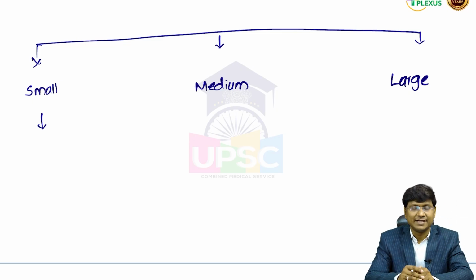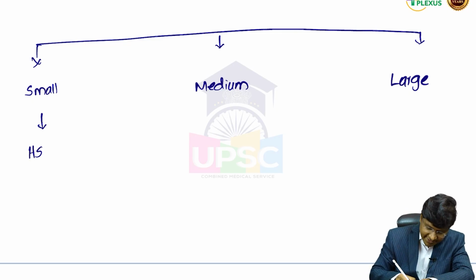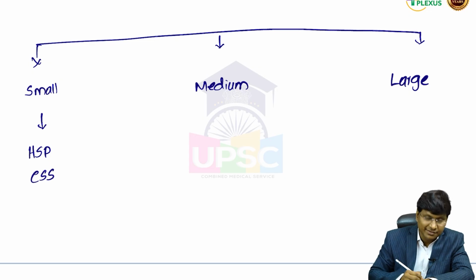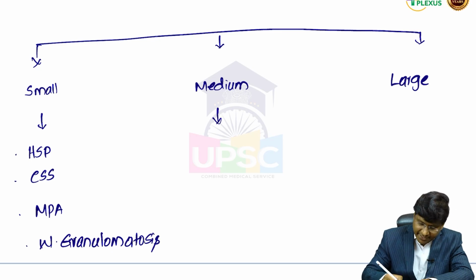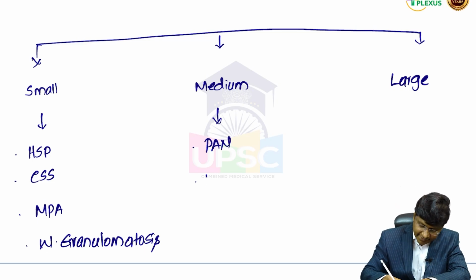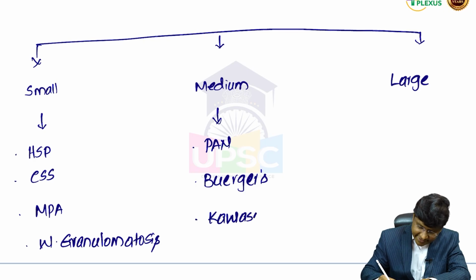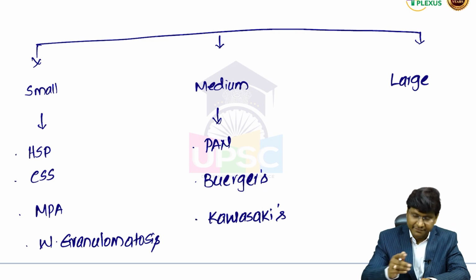So if you take the small vessel vasculitis, the examples of small vessel vasculitis will be Henoch-Schönlein purpura, then Churg-Strauss syndrome, next is microscopic polyangiitis, then Wegener's granulomatosis. So these are all the examples of the small vessel vasculitis. Whereas if you take the medium vessel vasculitis, the examples are the polyarteritis nodosa and then Berger's disease, right? And then followed by that Kawasaki disease, right? So these are the examples of the medium vessel vasculitis.